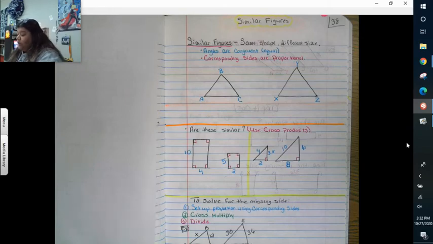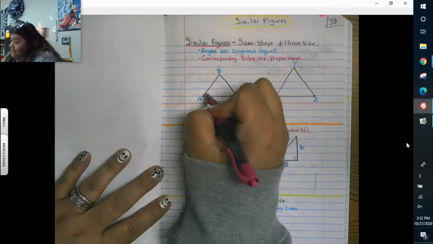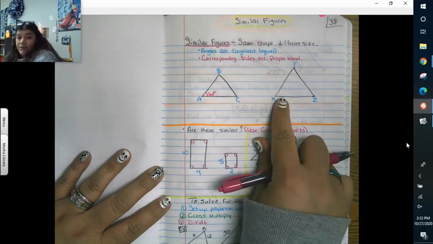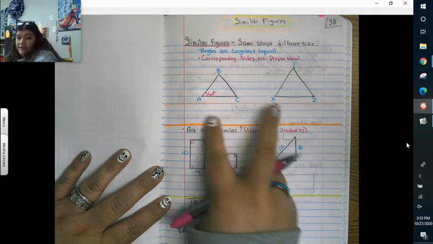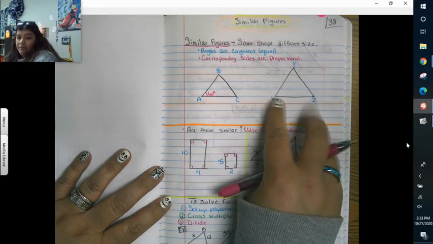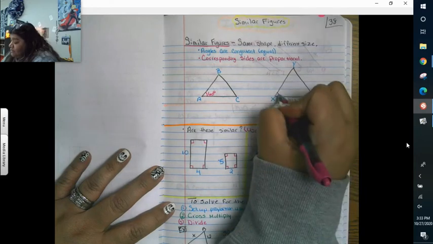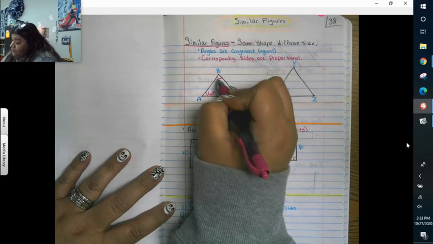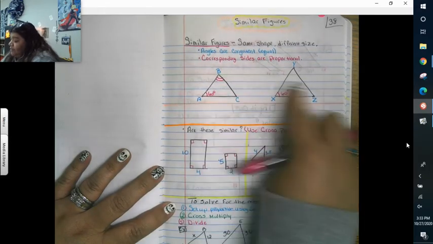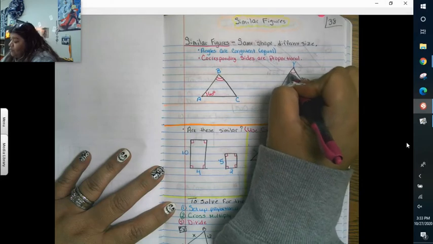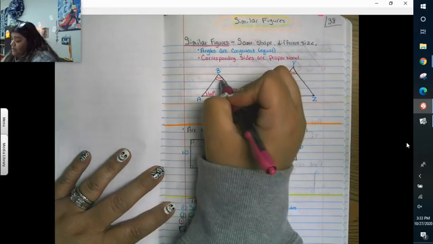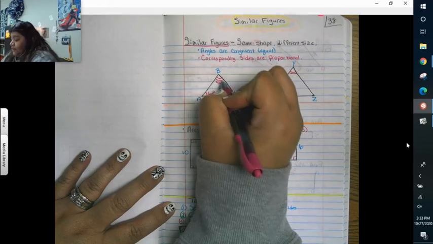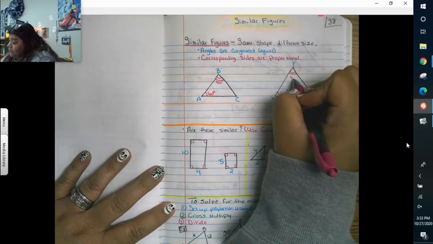Corresponding angles are equal. So if I say that this one is 60 degrees, okay, over here is the corresponding angle. That means if I make this bigger and put it on top of here, it'll land on top of X. So that means this one is 60 degrees, okay? If I get this one and put it on top, it's gonna match up with this guy right here. And let's say this one is, I don't know, 40 degrees. Okay, so that means this one is also 40 degrees.